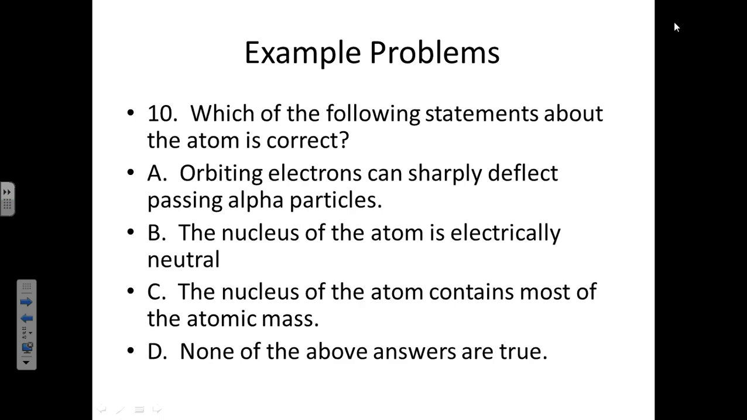All right, what about this one? How about C? Right, most of the mass of an atom is in the nucleus. Remember that the mass of an electron is so small that when we figure out atomic mass, what happens? We don't even count it in the periodic table, right? Doesn't even count, it's so small.